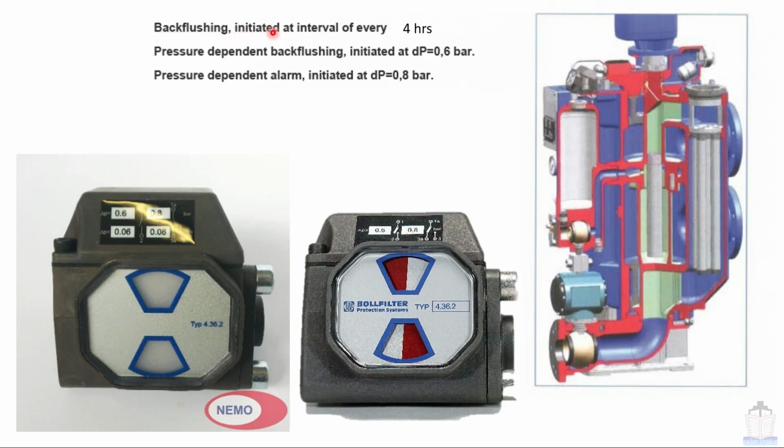Back flushing is initiated at an interval of every 4 hours. Pressure dependent back flushing is initiated at a differential pressure equal to 0.6 bar. The pressure dependent alarm is initiated at 0.8 bar. So this is showing that differential pressure is within limit, and this red indication is showing that differential pressure is approaching the alarm level.